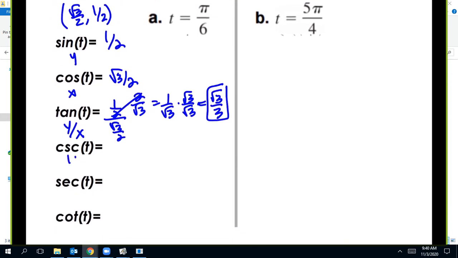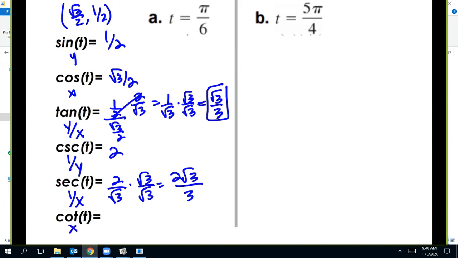Cosecant is sine flipped, so 1 over y. And so I'm just going to flip 1/2 and do 2. Secant is cosine flipped, or 1 over x. So I'm going to flip square root 3 over 2 and have 2 over square root 3. And then we need to rationalize. And cotan is x over y. And so that's going to be square root 3 over 2 over 1/2. And so we need to multiply by the reciprocal. And this is cotan.